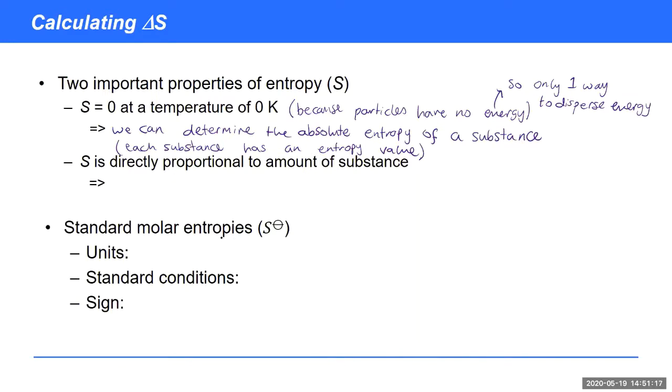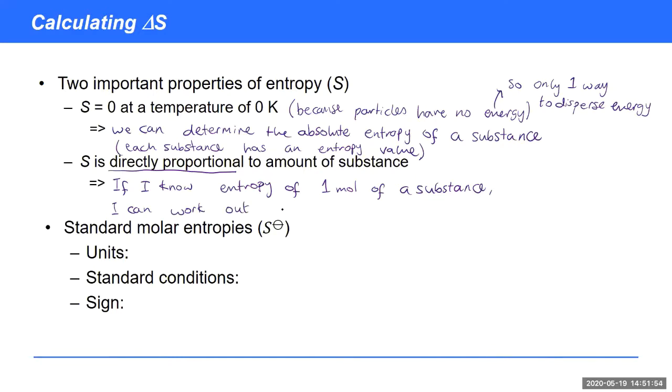Okay, second point that's worth us noting down is that the entropy is directly proportional to the amount of substance. And that is so helpful. The original definition of entropy was basically making that to be the case. So the great thing about that is if I know the entropy of 1 mole of a substance, I can work out the entropy of 2 moles, etc. So that's great. Directly proportional to amount of substance. We'll see that coming in handy in just a second.